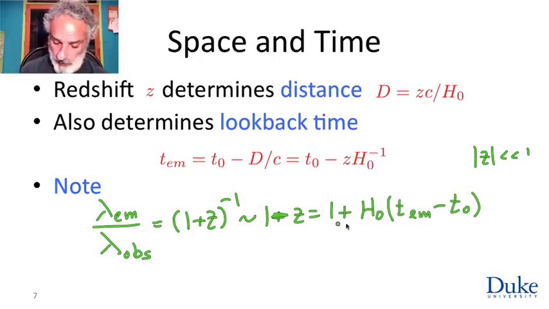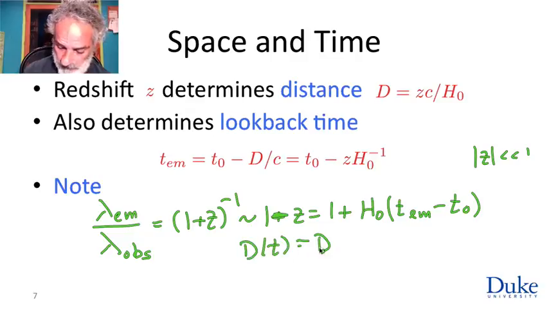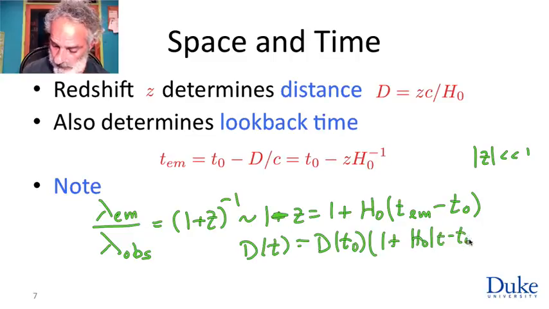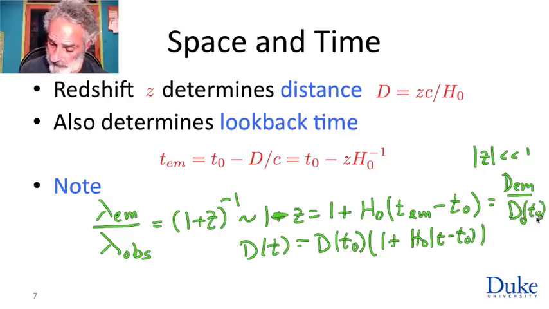Oh, but I know what 1 plus H0 times t minus t0 is. Remember that our expression for the Hubble change in distances was d of t is d of t0 times 1 plus H0 times t minus t0. Oh, good. So this is exactly d at the time of emission for any distance divided by that distance at t0. Okay, so what do we have? That the wavelength at time of emission divided by the wavelength we observe, which is 1 minus z approximately, is the same as the distance at the time of emission over the distance now. Which distance? Doesn't matter. They all scale by the same factor.